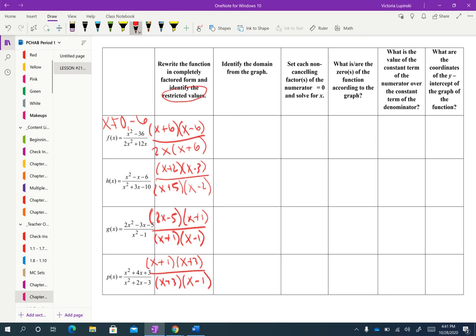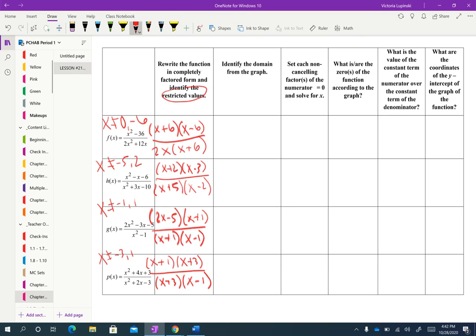So basically, x cannot equal anything that would make the denominator 0, which in example 1 would be 0 and negative 6. How am I getting these? Well, these are, of course, anything that make the denominator 0. So negative 5 and positive 2. In the third one, x cannot equal negative 1 or positive 1. And for the last one, x cannot equal negative 3 or positive 1.